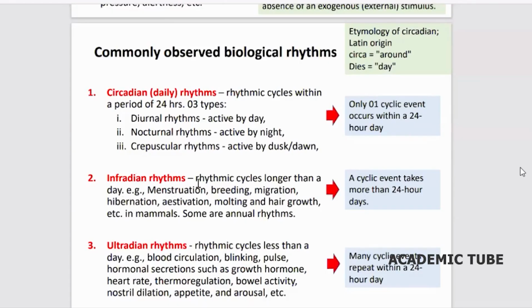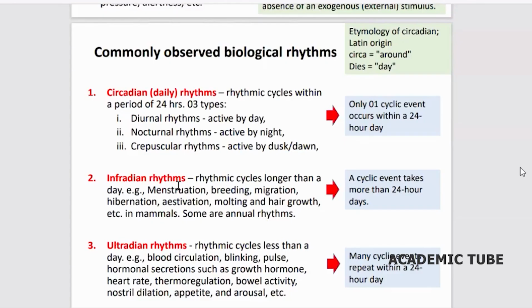So the infradian rhythms are the cyclic events that take more than 24 hours to complete. Now, for example, the menstrual cycle. It is an infradian rhythm, right? Now, the annual migration of birds. Again, it's an infradian rhythm. It's also known as an annual rhythm because in order to complete the cycle, it takes 1 year. Annual rhythm, right?